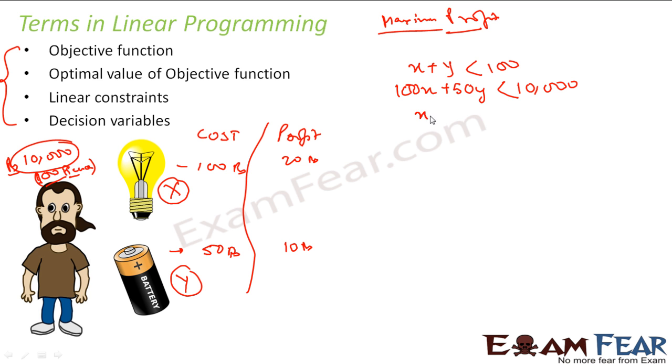Also, the number of batteries he buys is greater than or equal to 0, and the number of bulbs he buys is greater than or equal to 0. Bulb is X, battery is Y. And what does he want to maximize? Profit. So for X bulbs he'll get 20x profit, and with Y batteries he'll get 10y profit, right? This is a function, and you want to maximize this.